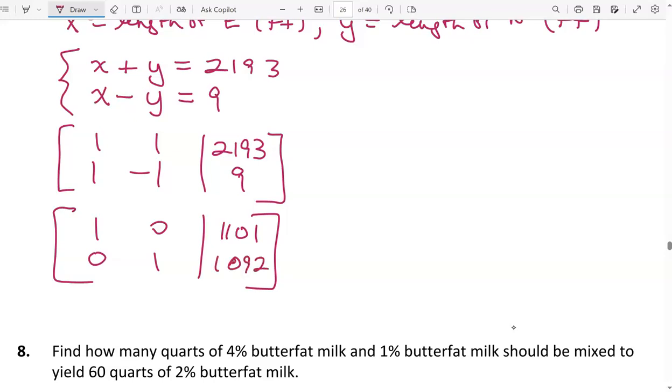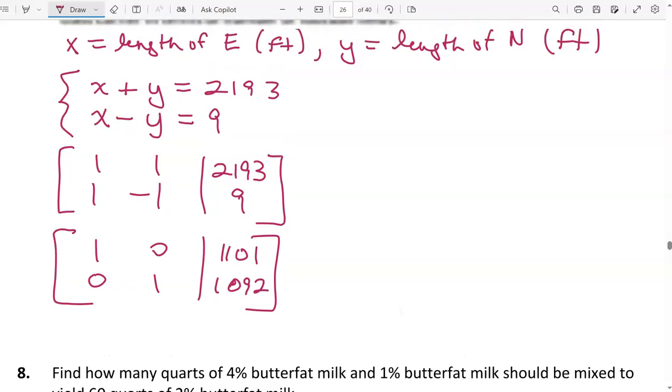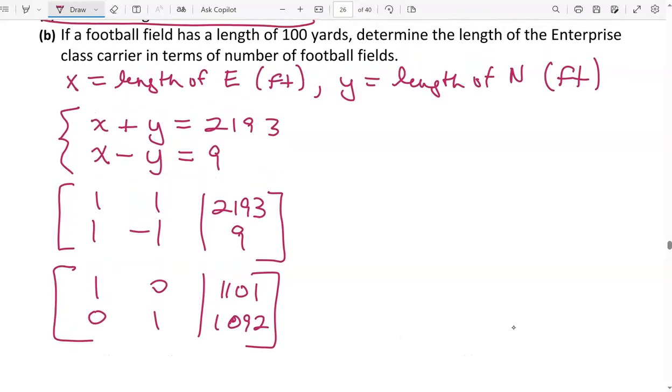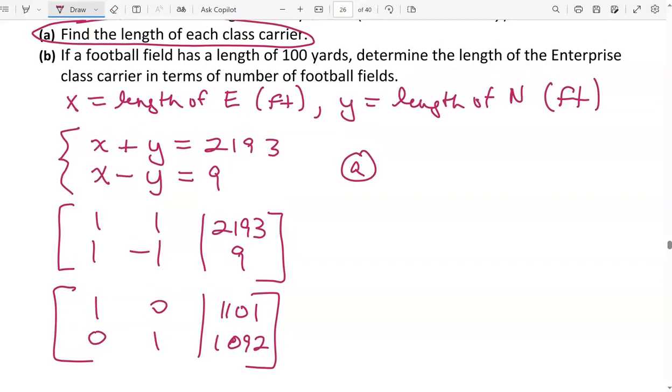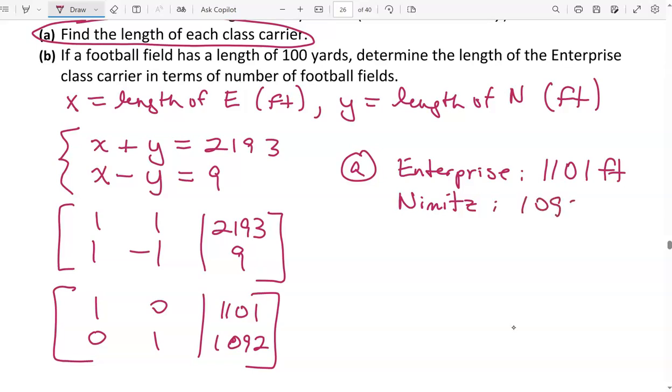So the aircraft are actually really close in length. We knew that because the difference in their lengths was 9. And so for part A here, our answer is the length of the Enterprise, which is the longer of the two, is 1101 feet, and the length of the Nimitz, which is the shorter of the two, is 1092 feet. Now let's look at B.